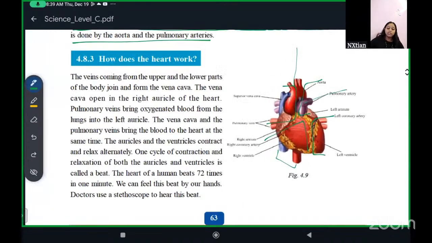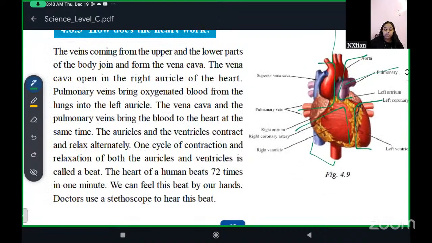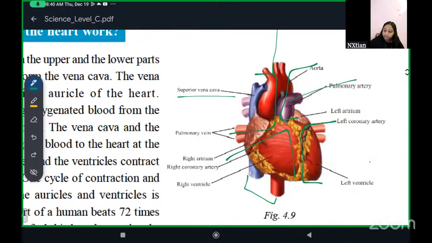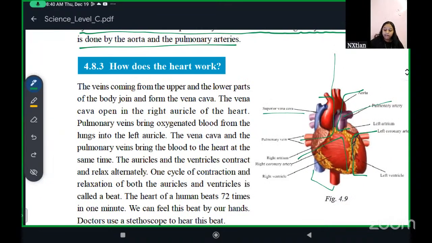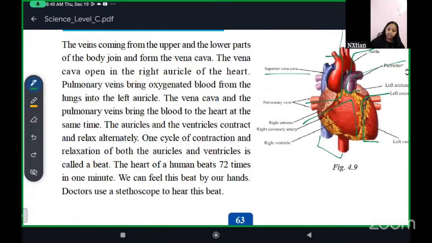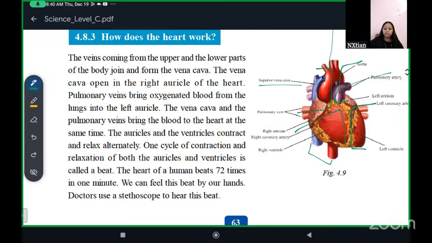Now, how does the heart work? The veins coming from the upper and lower parts of the body join and form the vena cava. Can you see the vena cava here? The vena cava opens into the right auricle of the heart. Pulmonary veins bring oxygenated blood from the lungs to the left auricle. The vena cava and the pulmonary veins bring the blood to the heart at the same time. The auricles and the ventricles contract and relax alternately, so this pushes the blood.